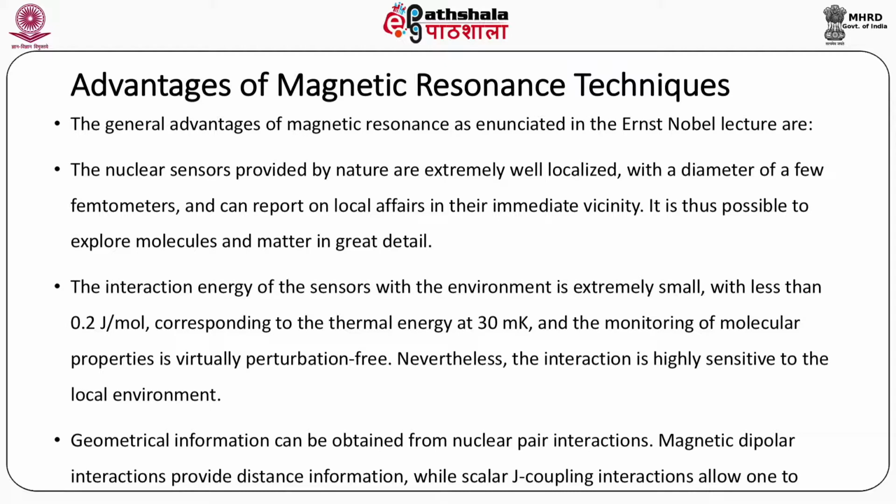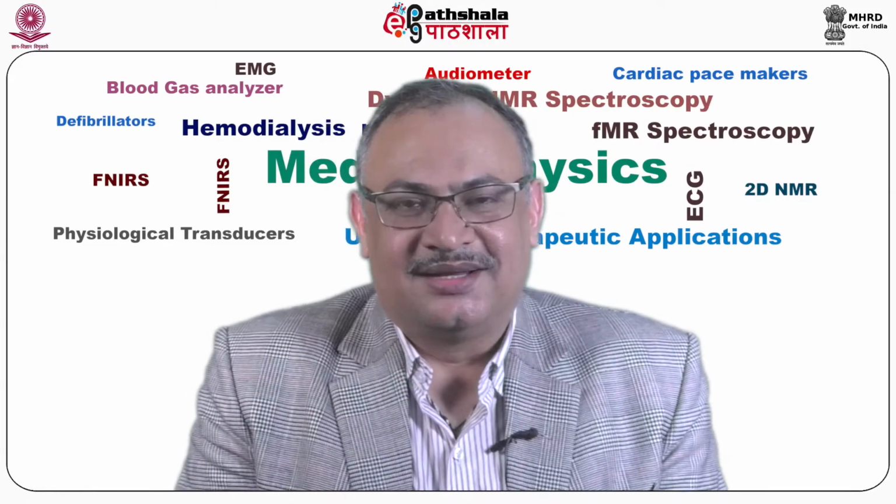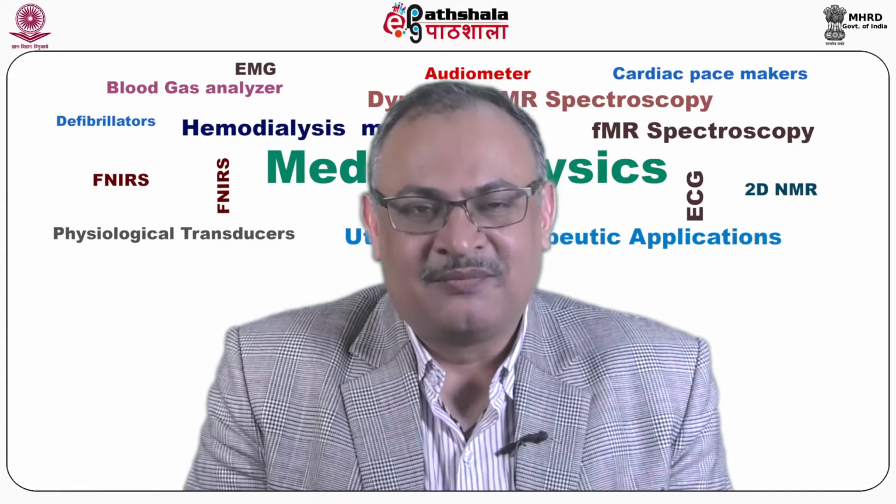Geometrical information can be obtained from nuclear pair interactions. Magnetic dipolar interactions provide distance information, while scalar J coupling interactions, about which we will learn further, allow one to determine dihedral bond angles. History of NMR. We'll learn about it in the next few slides.